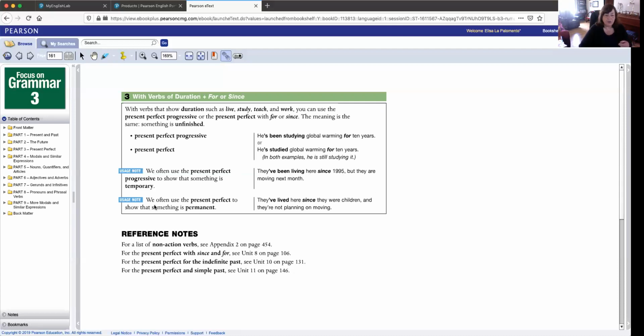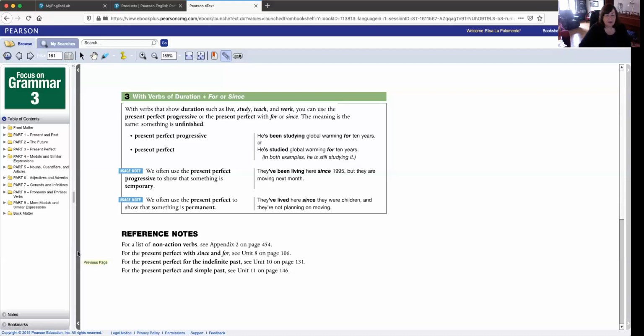Look at this usage note. We often use the present perfect to show that something is permanent. They have lived here since they were children, and they're not planning on moving. And this also explains that this is a permanent situation by telling you that they're not planning on moving. If you took these without the second part of the sentence, I already told you about this one, they've been living here since 1995, period, or they've lived here since they were children, period, they basically mean the same, that this is how long they've lived in that place, and that's it.